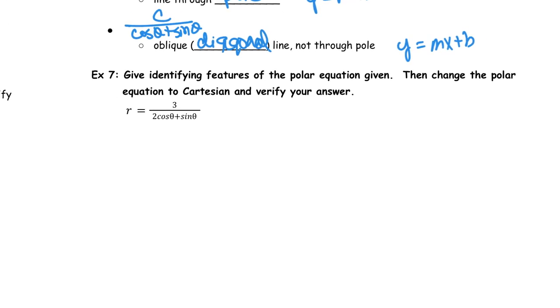So now you have an example down below. Can you figure out the identifying features for that polar equation? I bet. So that's going to be diagonal. What type of line is it? Oblique. It's an oblique line. Can you find two polar points for it? For sure.